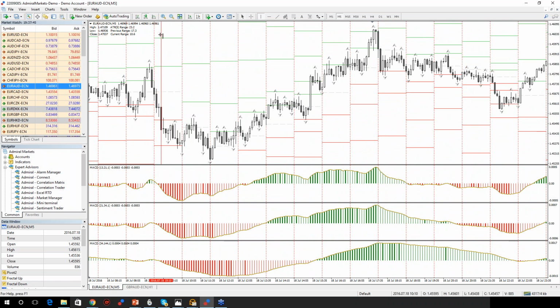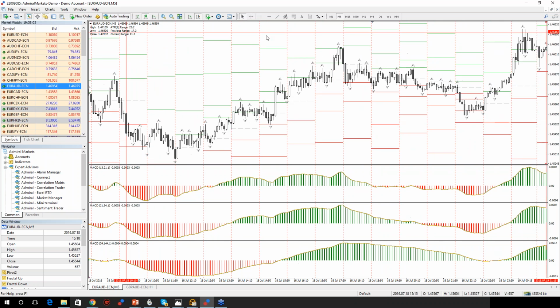Let's test this one. Okay, here this previous fractal was broken. So exactly here was the entry, total of 18 pips possible. So what I'm saying is I usually took 10, 11 pips and then I go out. And again, watch this. You will find a lot of opportunities here.